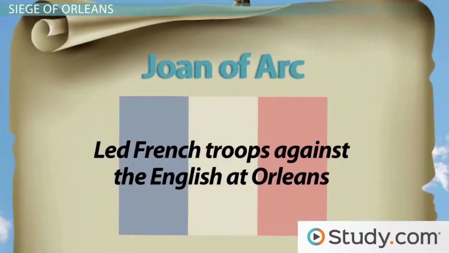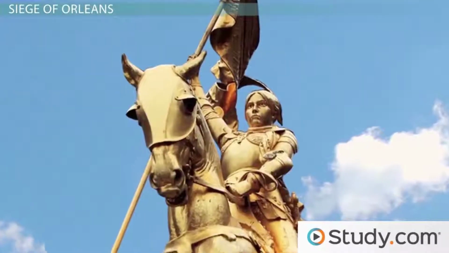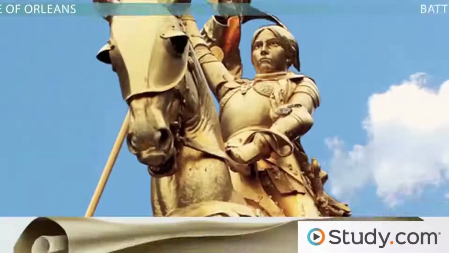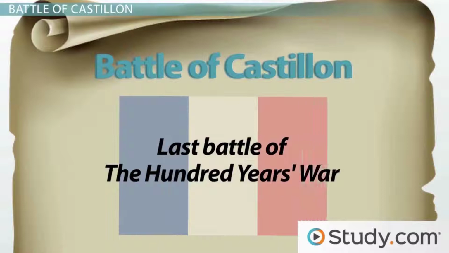She led French troops against the English in Orleans in 1429. She brought with her supplies needed by the French and inspired them to fight. With Joan's encouragement, the French defeated the English on May 8th. The final battle of the Hundred Years' War was in 1453 at the Battle of Castillon. At this battle, England attacked a French force in Castillon.